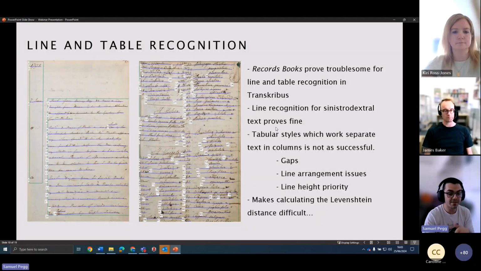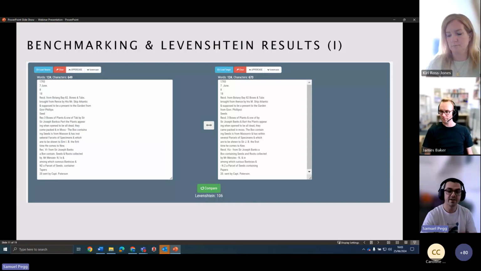So this makes calculating the Levenshtein distance difficult, especially when we're doing that line by line analysis. So I had to adapt the manual transcription to the format of the Transcribus line by line style, as well as accounting for gaps and new lines, which, although not ideal, was the most time effective process for the benchmarking. So once I'd created a line-by-line replica and edited the manual transcription into a similar line structure as Transcribus, I then used the Levenshtein distance to calculate character differences and similarities across the 3 available models.